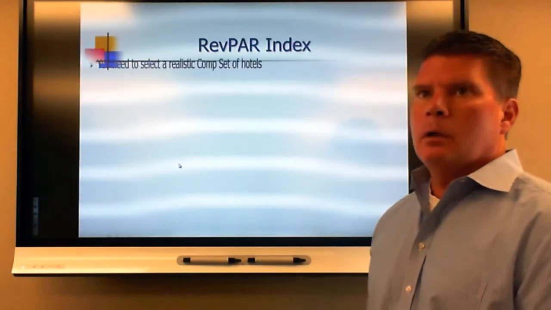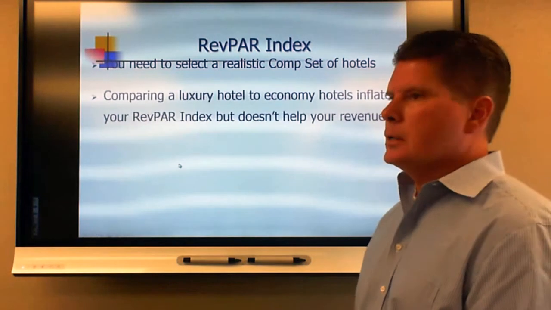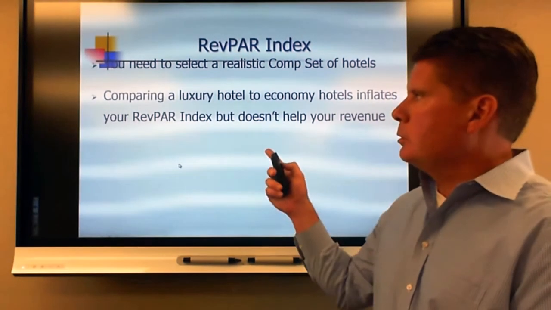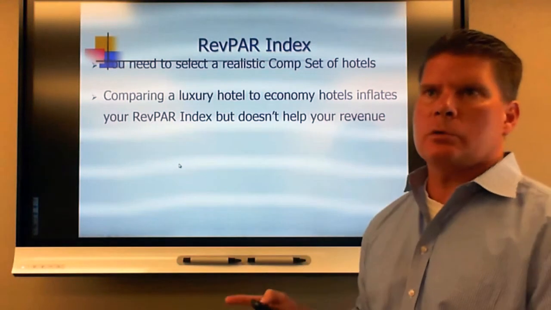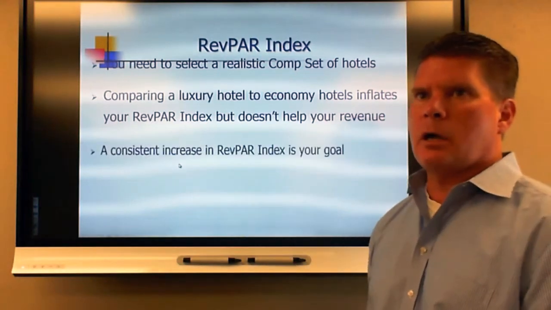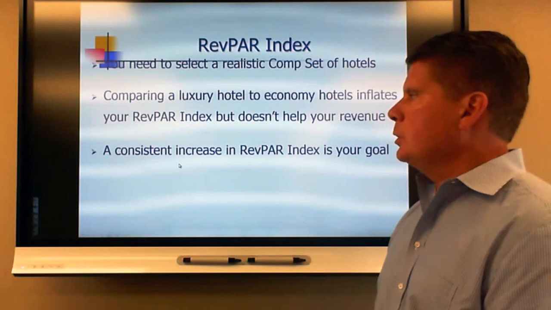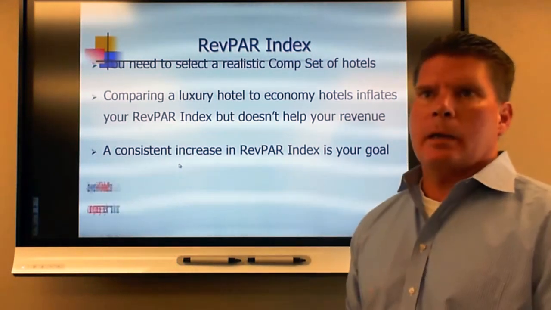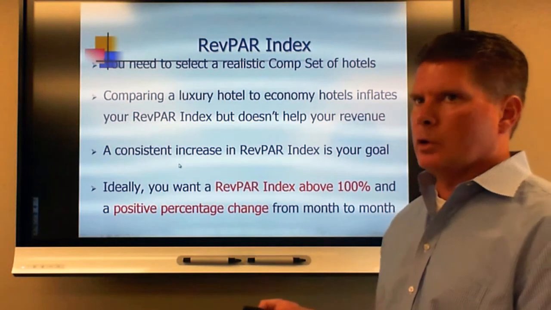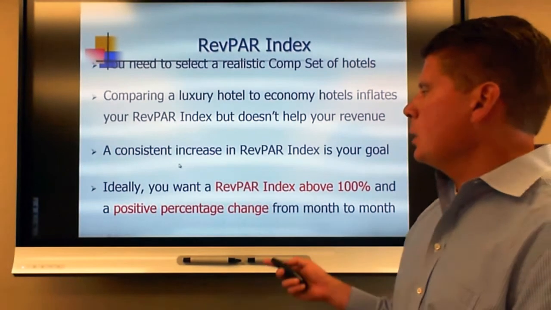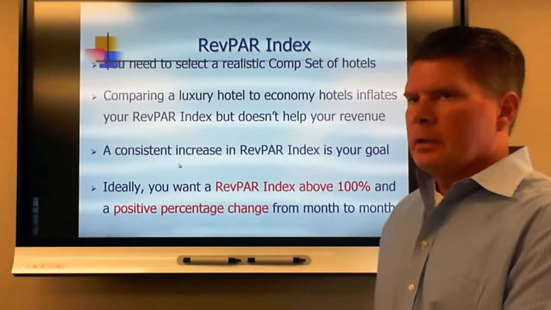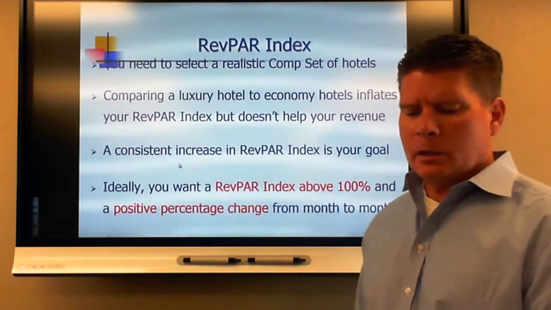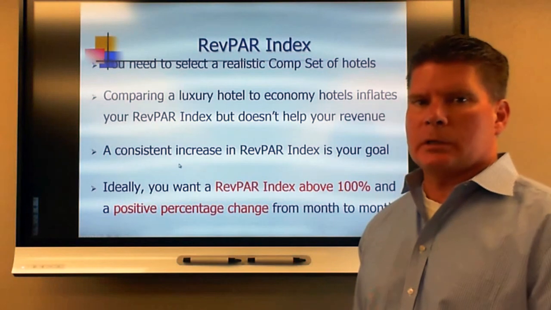Last few things on RevPAR, as I said, you select a realistic comp set. You want to make sure that if you're luxury, you select luxury hotels. If you're economy, you select economy hotels. And really your goal is a consistent increase in RevPAR and to be over 100%. So ideally, you want a RevPAR index above 100 and a positive percentage change from month to month. That concludes this section on operating statistics.